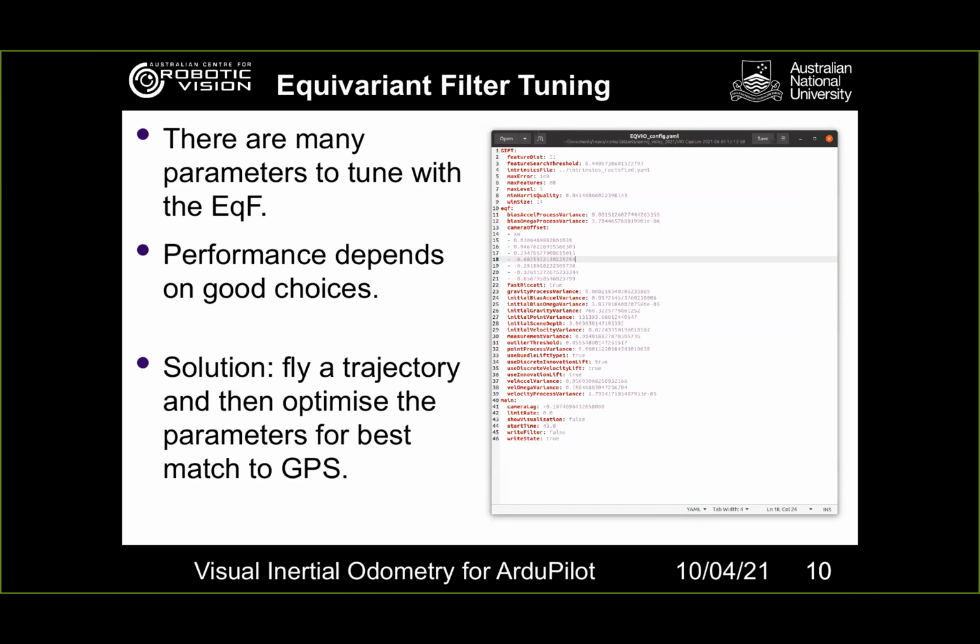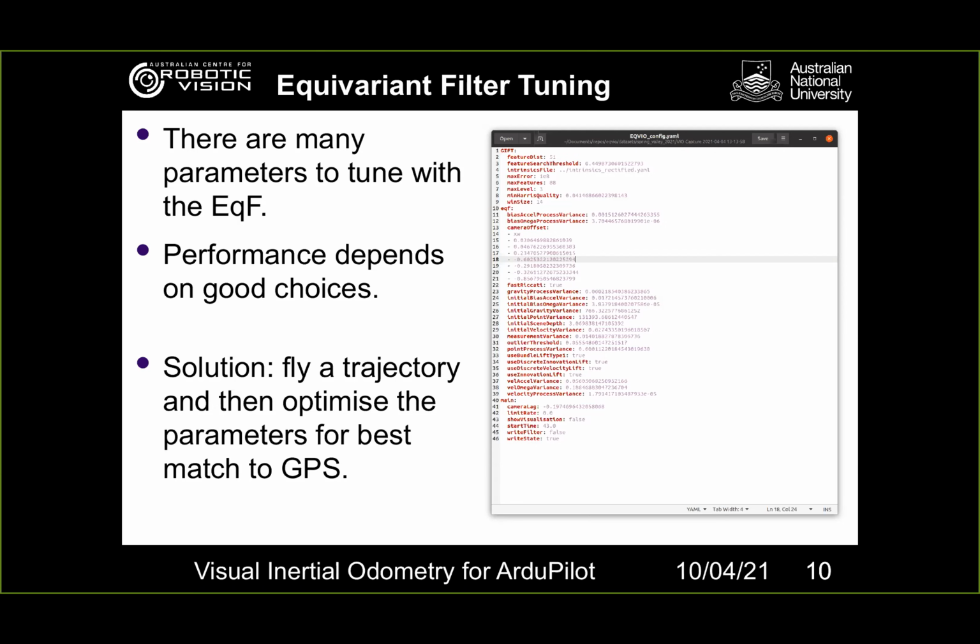And that's the next thing I wanted to talk about. So on the right, I've got a picture from one of the configuration files for the VIO system. And as you can see, there are a lot of parameters. And unfortunately, the performance of the algorithm is quite dependent on choosing sensible parameters. So first we tuned it manually by hand by choosing sensible values for each of these things. That's not too hard to do, but the end result of the filtering isn't very good.